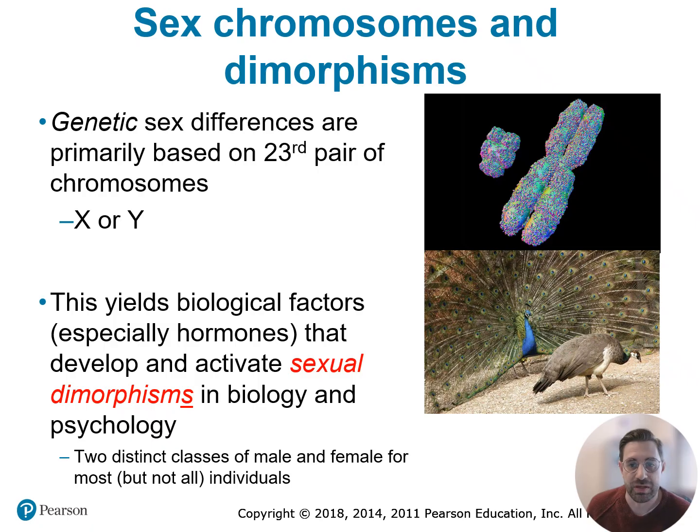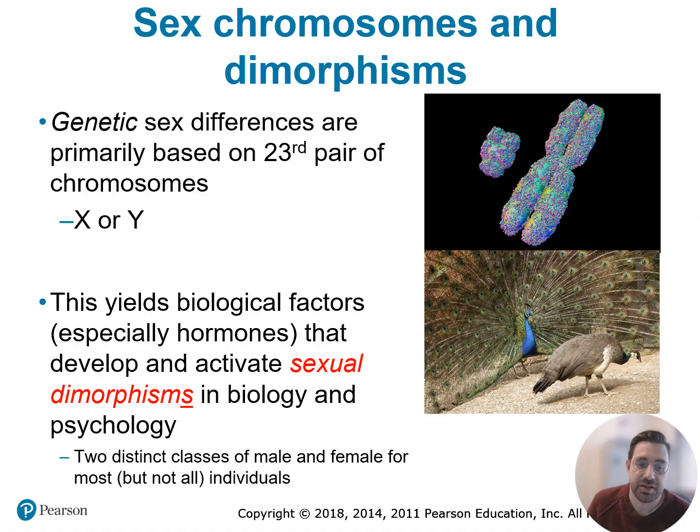Earlier in the semester, we briefly introduced sex differentiation from a genetic standpoint, where we talked about the 23rd pair of chromosomes, which come in XX or XY typically, and those then can lead to sex-linked traits. Now, in general, X and Y chromosomes on the 23rd pair are going to yield biological factors, particularly hormone differences that we're going to focus a lot on in this chapter, that are going to develop and activate sexual dimorphisms.